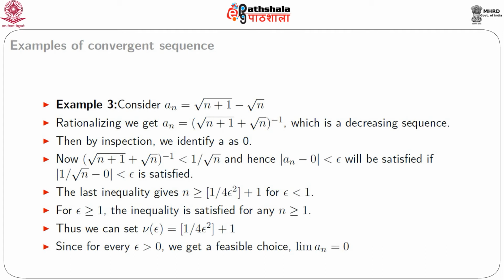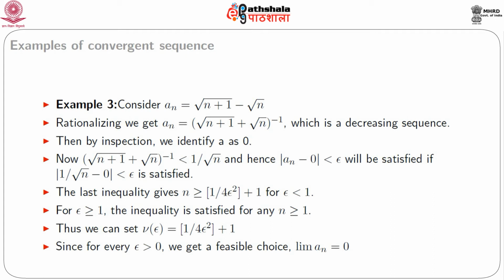Consider our third example, which is defined as square root of n plus 1 minus square root of n. Simply rationalizing, we get a_n as 1 by square root of n plus square root of n plus 1, and it is easy to observe that this a_n is nothing but a decreasing sequence. Thus, by inspection, we identify A as 0. Now, 1 by square root of n plus square root of n plus 1 is less than 1 by square root of n, and hence absolute value of a_n minus 0 less than epsilon will be satisfied if absolute value of 1 by square root of n minus 0 less than epsilon is satisfied.